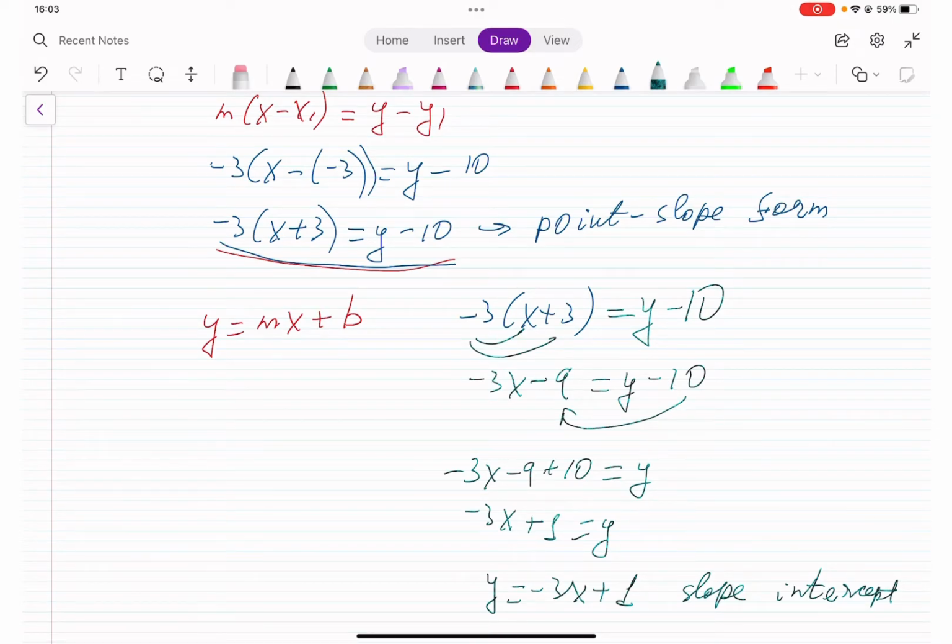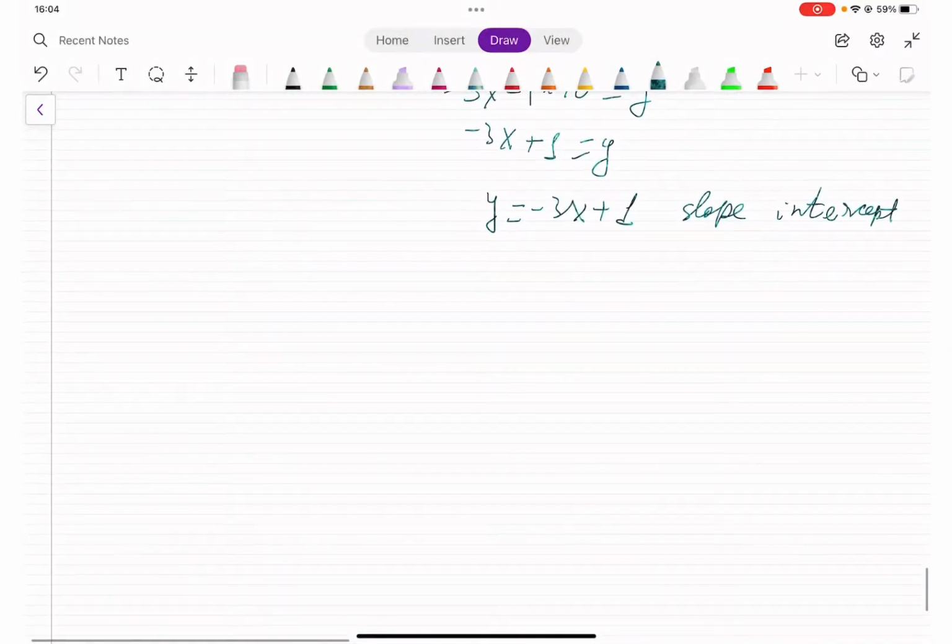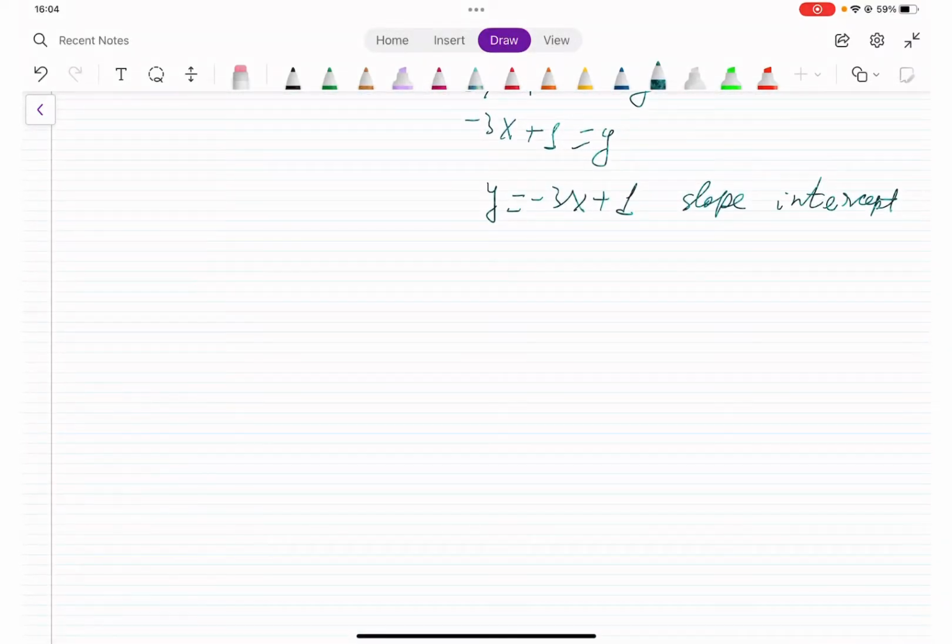Okay? All right, moving to question number 13. So what do we have? We need to graph 2f of x. So number 13.